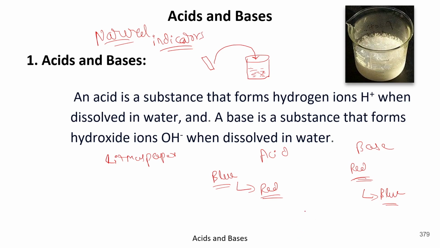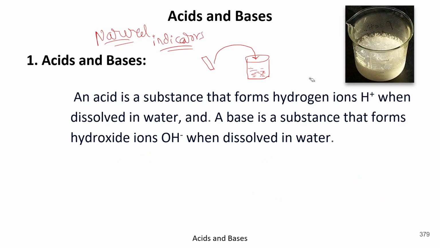So simply we can say for acid we generally use the blue litmus paper, and if the color of the blue litmus paper changes into red, then it is an acid. For base we generally take the red litmus paper, and if the color of red litmus paper turns into blue, then it is a basic solution. Got it? Now next is our red cabbage juice.